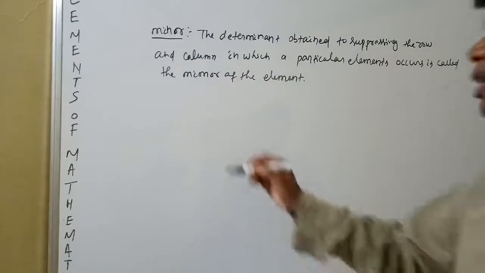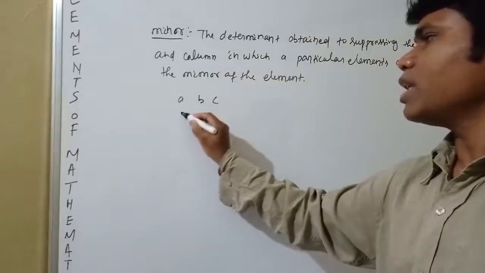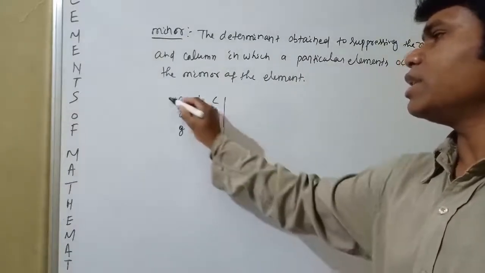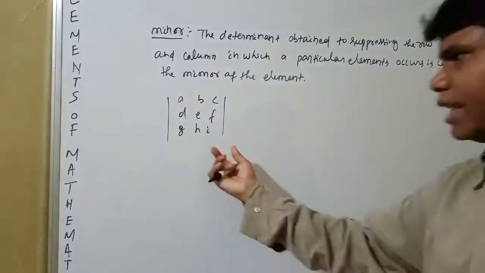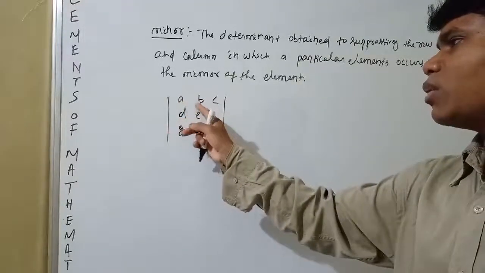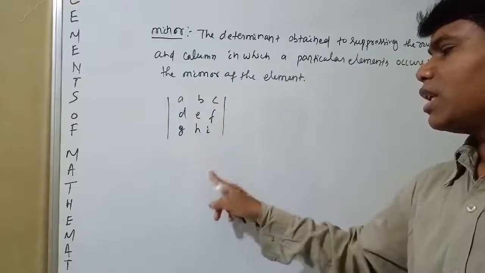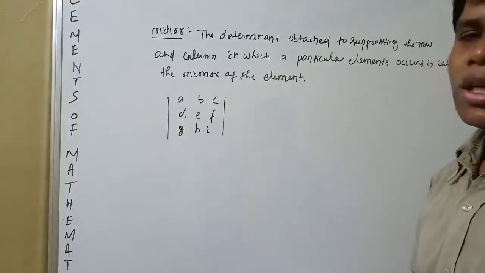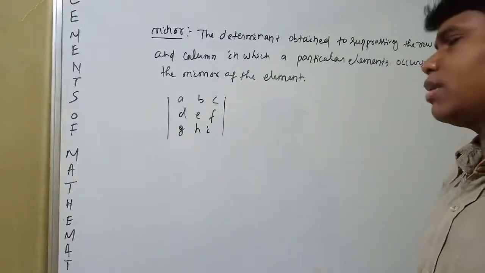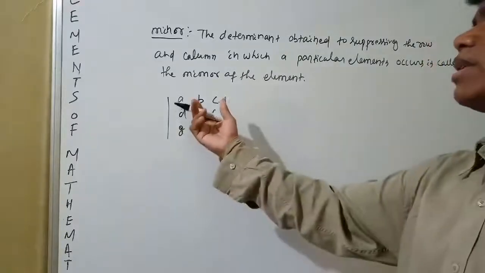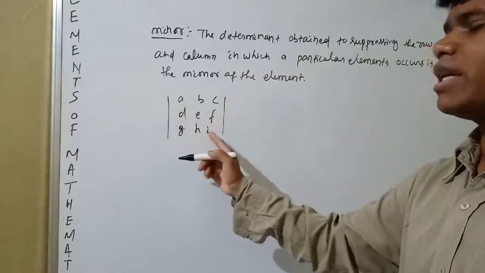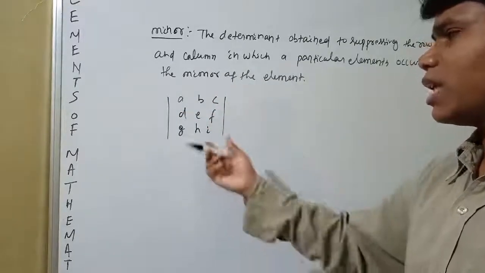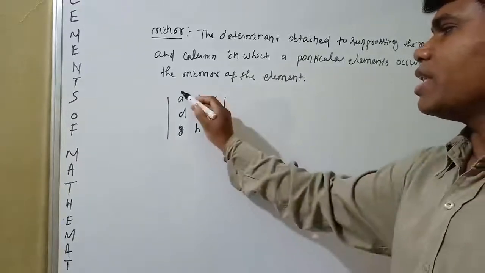Suppose you see A, B, C, D, E, F, G, H, I given. Suppose this is a determinant. How many entries are there? 1 2 3 4 5 6 7 8 9. Entries means the elements present in the determinant. We can say 9 entries or 9 elements are there.